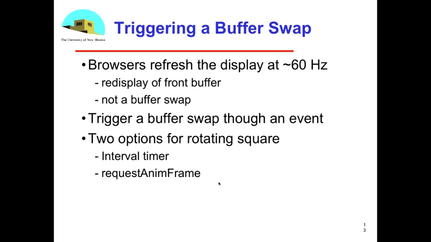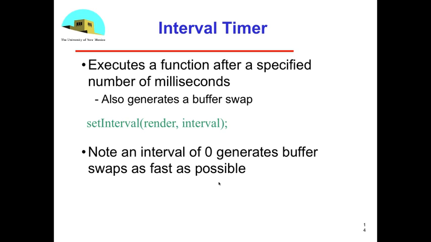The other is to use a function that's supported essentially on all browsers, which is called request animation frame. So let's look at those two options. Okay, so an interval timer is something that says, I'm going to run a function that I'm going to write the code for after some number of milliseconds, and when that's over, it's going to generate an event which will cause the buffer swap. So it just says, here's set interval, here's the function I want to execute, which in our case is render, and give you the interval in milliseconds. So something like 60 milliseconds would be approximately 60 frames per second.